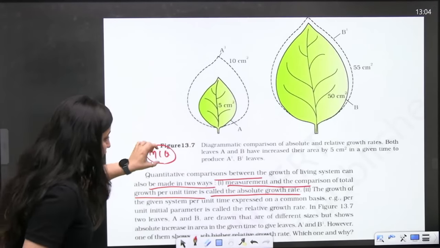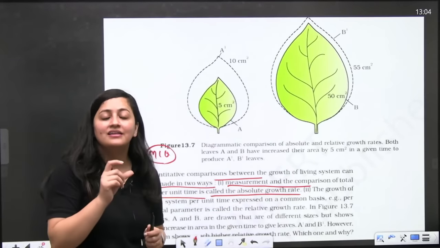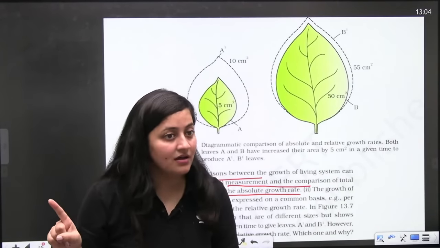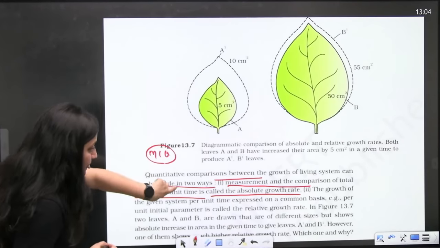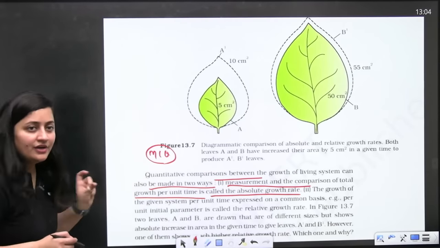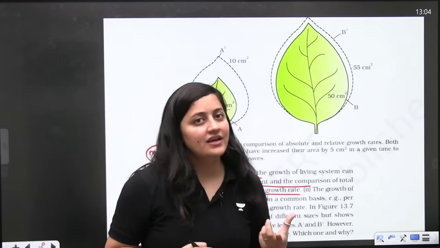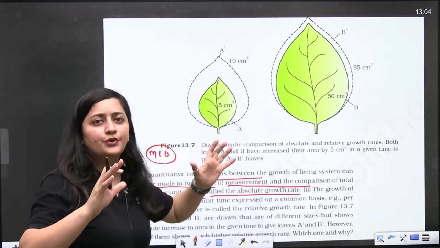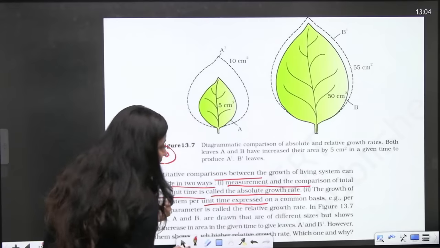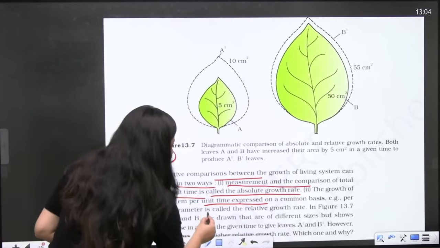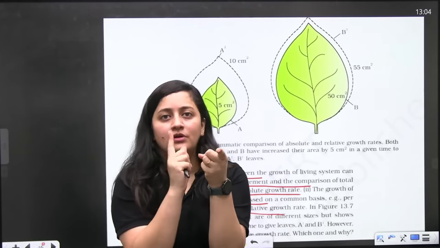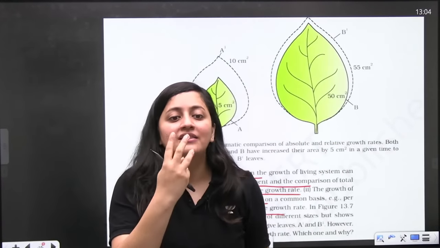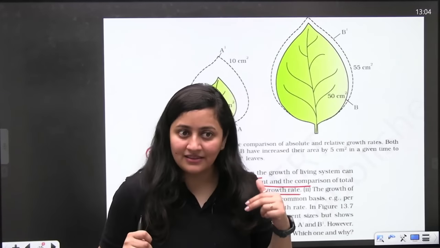Right. So you can check here. Whenever you talk about the growth rate, one is absolute growth rate. Another is the relative growth rate. Right, bache? So here you can see, measurement and comparison of total growth per unit time. Like, let's say here we are having the two leaves. Now, when you check in a particular time in both the leaves, how much is the growth rate? Absolute growth rate. Now, the growth of the given system per unit time expressed on a common basis. Second is the relative growth rate. When you are individually talking about the growth of one leaf and the another, absolute. But when you are going to compare the two, then it is the relative growth rate.